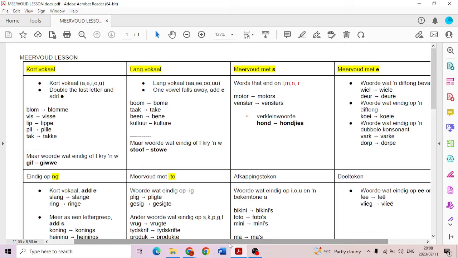Okay, so what is kortvokaal? Kortvokaal is when you have a short vowel, one of these 5, in your word or in the last part of the word. So both of those things apply. So when you do have that, you just double the last letter and add an E. So an example would be blom, which becomes blomme with 2 M's and an E. Vis becomes visse, lip becomes lippe, so on and so forth, and you just double the last letter and add an E. So you just have to make sure that you remember this rule.